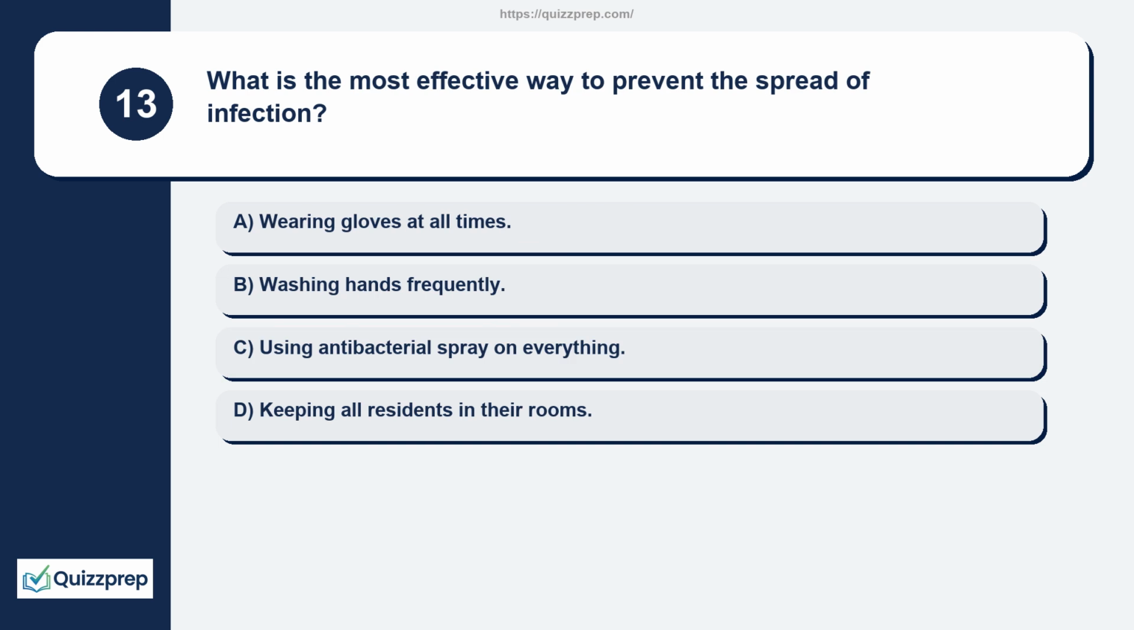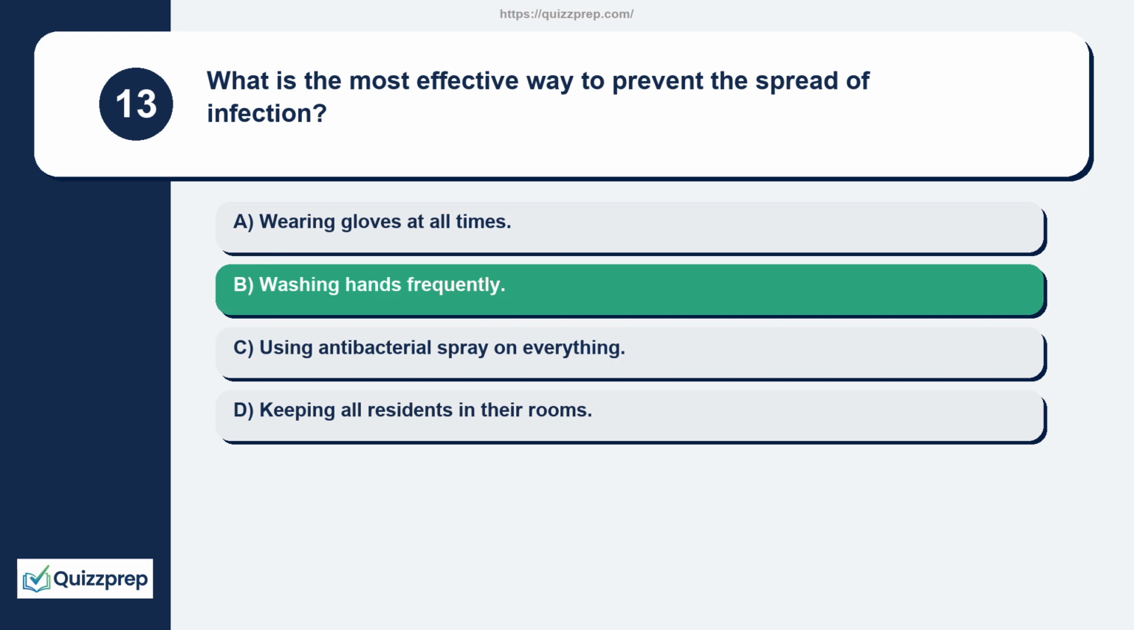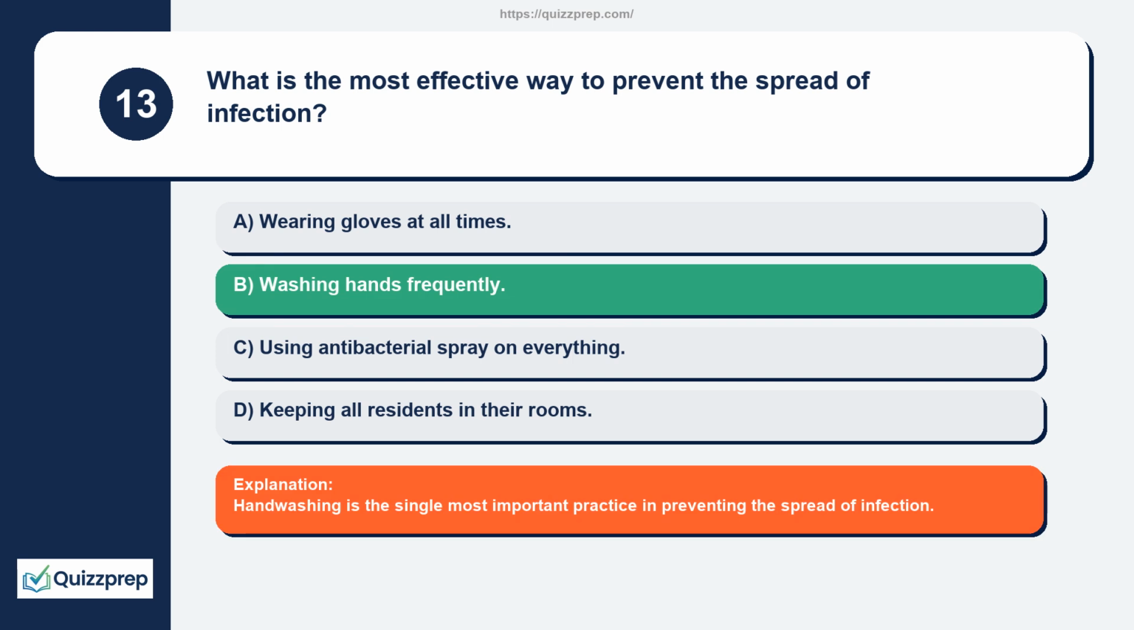Question 13. What is the most effective way to prevent the spread of infection? Wearing gloves at all times. Washing hands frequently. Using antibacterial spray on everything. Keeping all residents in their rooms. Hand washing is the single most important practice in preventing the spread of infection.